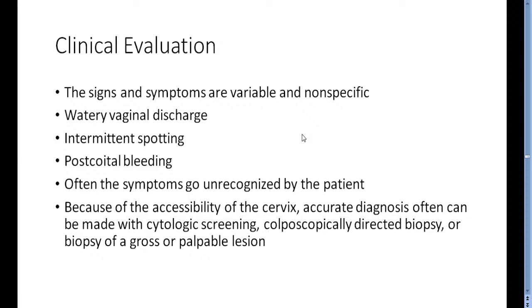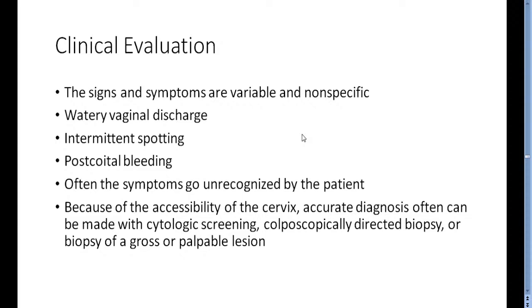Signs and symptoms are variable and non-specific. Maybe you will hear complaints of watery vaginal discharge, maybe intermittent spotting, and quite often postcoital bleeding, so bleeding from the vagina after sexual intercourse. Often the symptoms go unrecognized by the patients, so many patients don't see the symptoms.